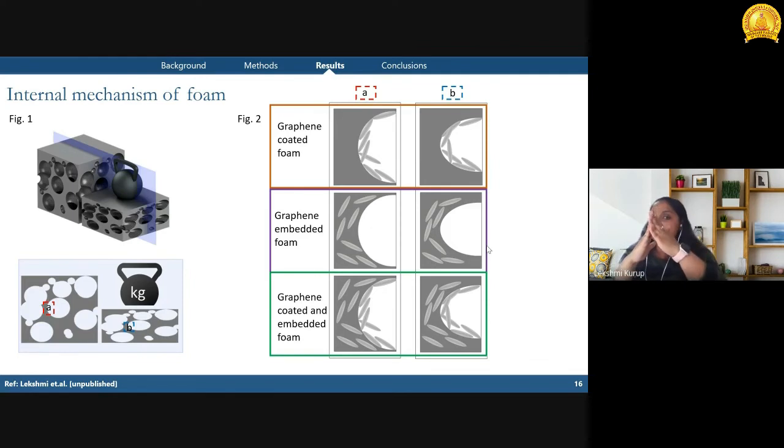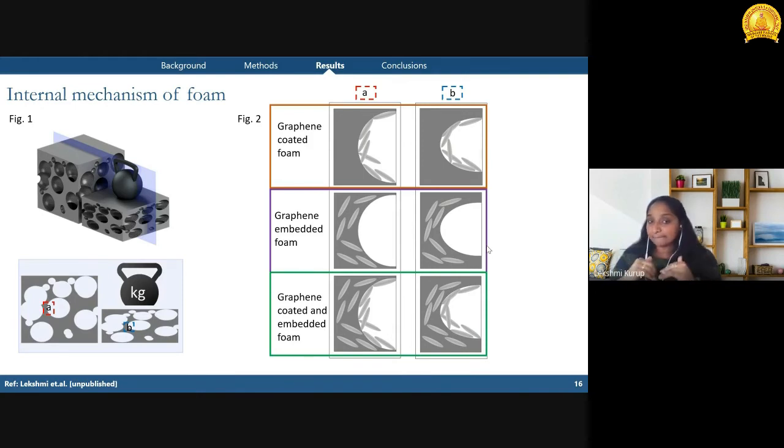These graphene flakes slide in such a way that it increases the contact area with other flakes. As the contact area increases, there happens to be the formation of percolation networks. Then the graphene flakes come together and touch each other. Electrons can jump through these graphene flakes to increase the conductivity. So that's what happens in the graphene coated forms.